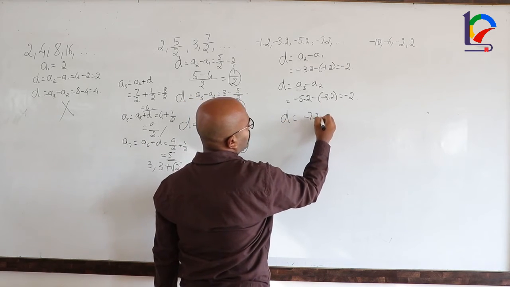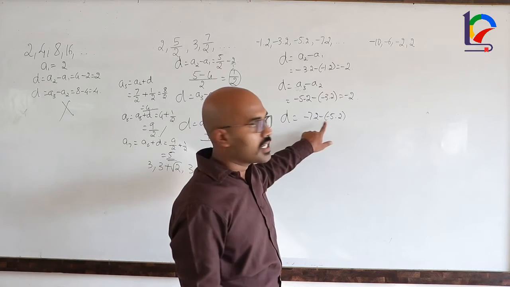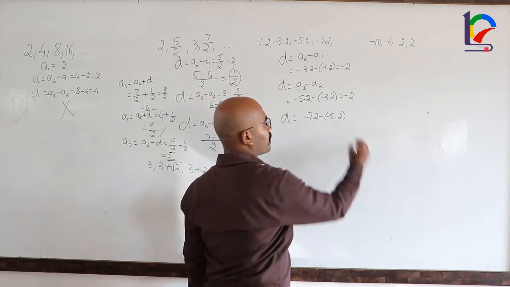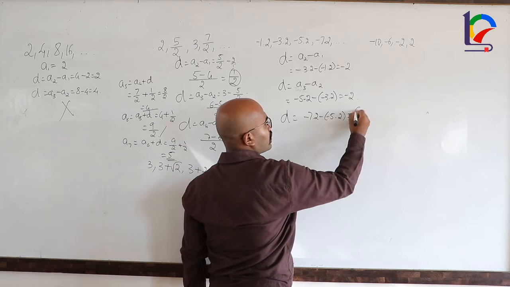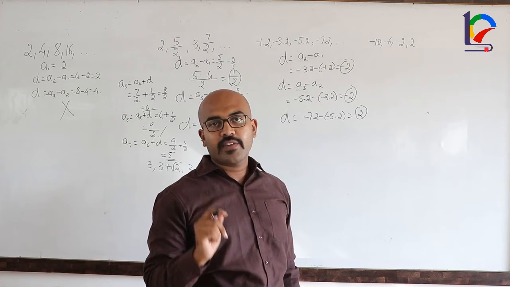minus 7.2 minus of minus 5.2. Again, minus into minus is plus. So minus 7.2 plus 5.2. It is minus 2. So in each case it is minus 2. Hence the common difference is the same.